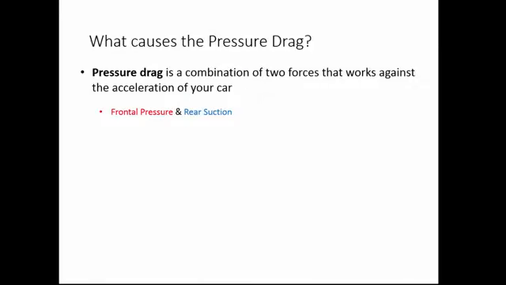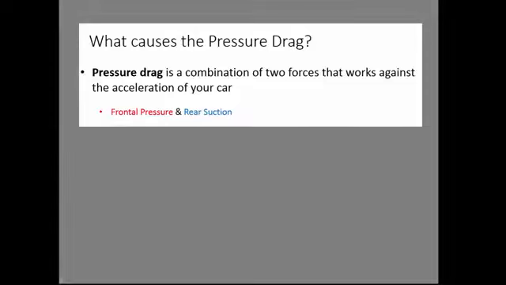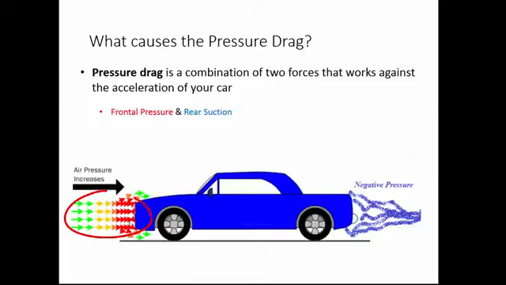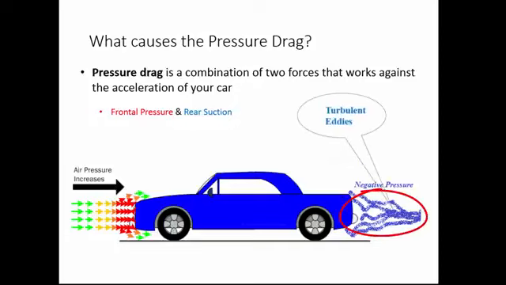If you go a step deeper, you can understand that the pressure drag is not caused only by the frontal pressure. It is a combined effect of the frontal pressure and the rear suction, or in other words, the frontal pressure accumulated due to the movement of a vehicle and the negative pressure created at the rear side of the vehicle. Both are contributors to the pressure drag. The negative pressure is caused mainly because of the formation of turbulent eddies, which is actually the consequence of flow separation. Hence, streamlining is essential to reduce the frontal pressure and the rear suction.